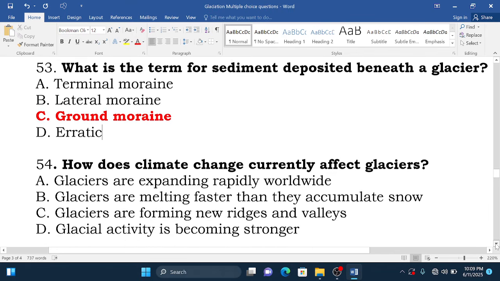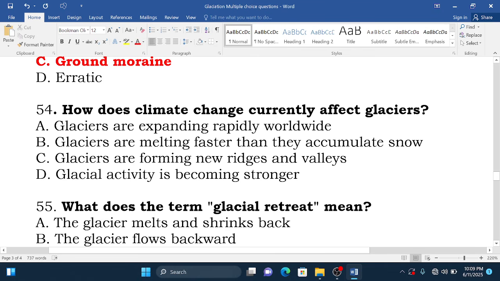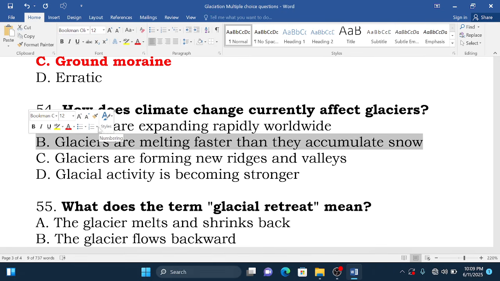We reach question number 54. How does climate change currently affect glaciers? A, glaciers are expanding rapidly worldwide. B, glaciers are melting faster than they accumulate snow. C, glaciers are forming new ridges and valleys. D, glacier activity becomes stronger. So the correct answer is B, because during climate change, glaciers are melting faster than they accumulate snow.